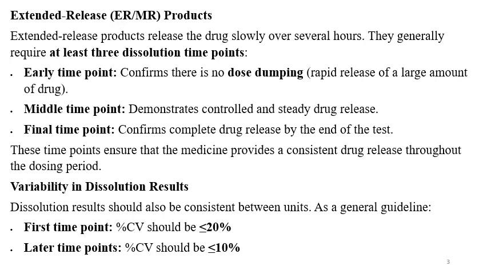The early time point confirms that there is no dose dumping, that neither too little nor too much drug is released early. Let's say 1 hour, 2 hours, or around 3 hours. The middle time point is around 6 to 8 hours or 10 hours depending upon the formulation design. The middle time point demonstrates controlled and steady drug release, and the final time point confirms complete drug release by the end of the test. These time points ensure that the medicine provides consistent drug release throughout the dosing period.